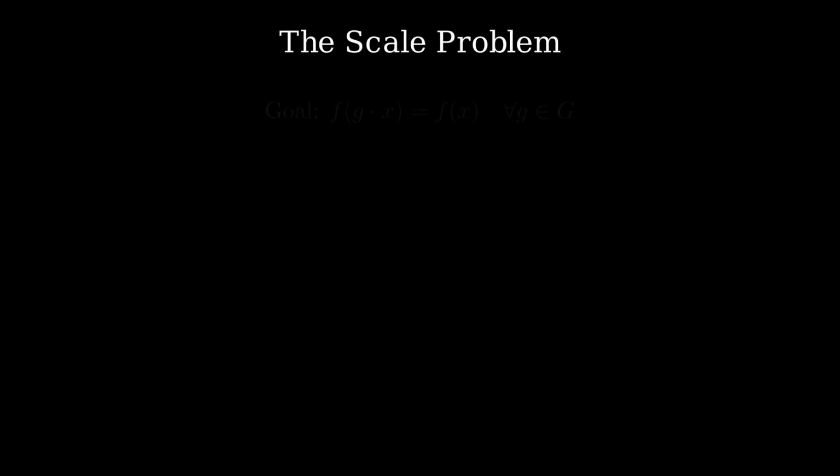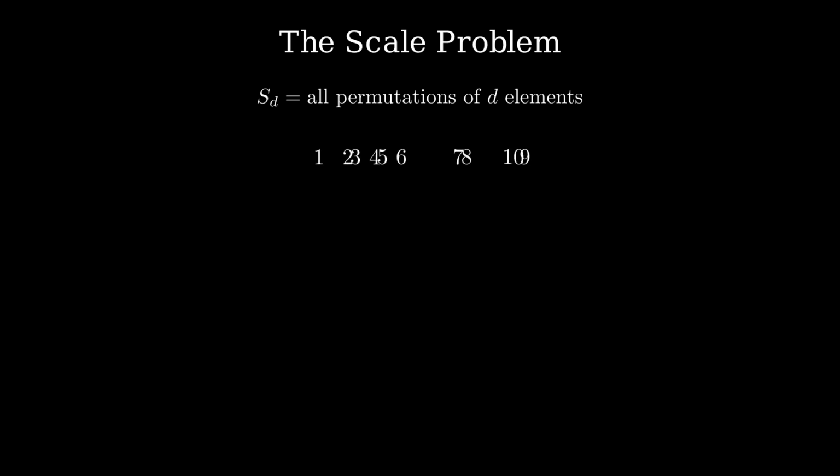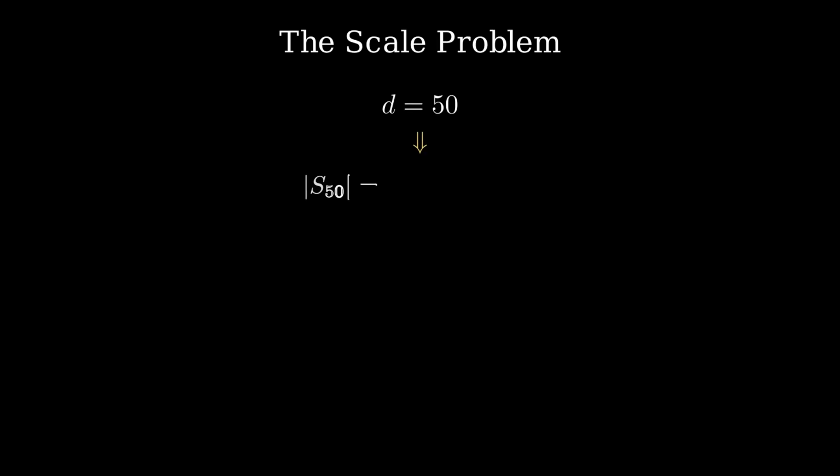Let's start with the core problem. In many machine learning tasks, we need our models to be invariant or equivariant under a group of symmetries. Consider the permutation group S_D, the group of all possible ways to reorder D elements. This is a finite group, but it is enormous. For example, when D equals just 50, the size of S_D, that is, 50 factorial, is approximately 3 times 10 to the power of 64.